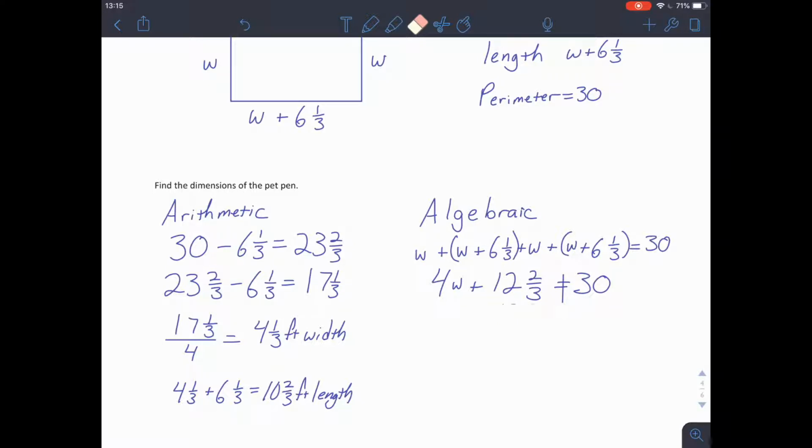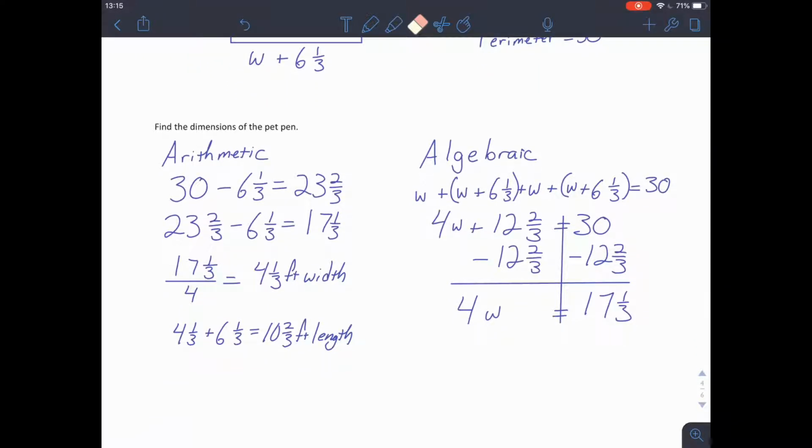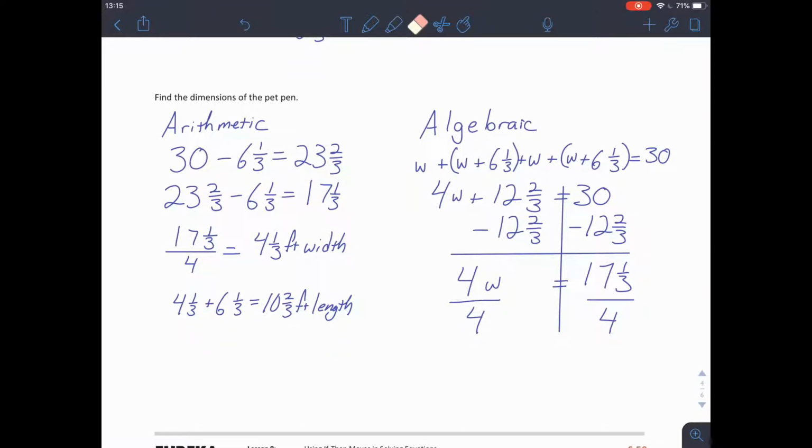Next, I want to undo addition or subtraction with the inverse. So since in this problem I'm adding 12 2/3, I will subtract 12 2/3 from both sides of my equation. That leaves me with 4W equal to 17 1/3. Now I'm just left with multiplication, so I undo it by doing division of 4 from both sides of my problem, since 4 was the factor or coefficient with W. When I solve that out, I'm left with W equals 4 1/3 feet, the same solution that I got with my arithmetic. So I can see, whichever strategy I use, that I can get the same answer.